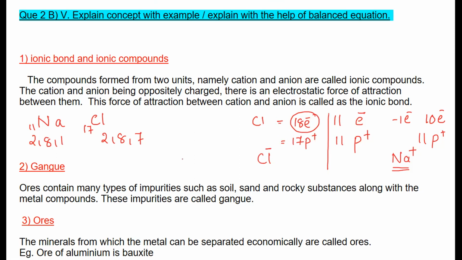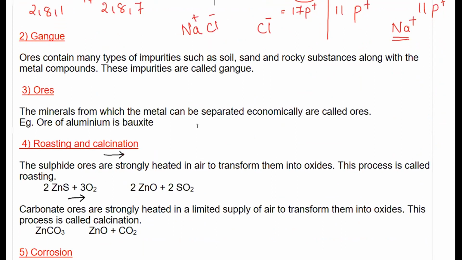So a bond is formed between sodium and chloride. This bond is called an ionic bond. This ionic bond is formed by the give and take, or transfer, of electrons. There is a force of attraction between these positively and negatively charged ions. This force of attraction is called an ionic bond. Is that clear? Let us go for the next question.